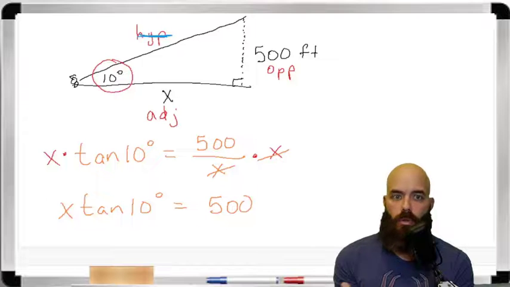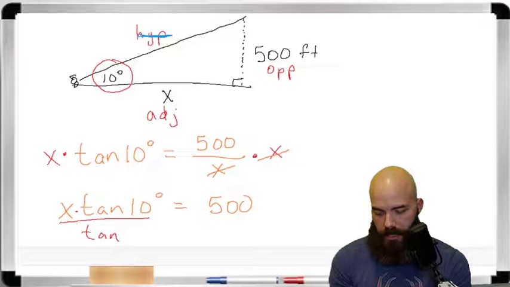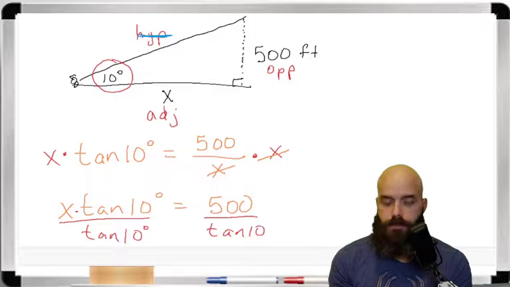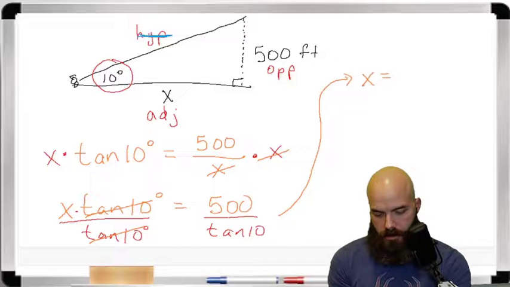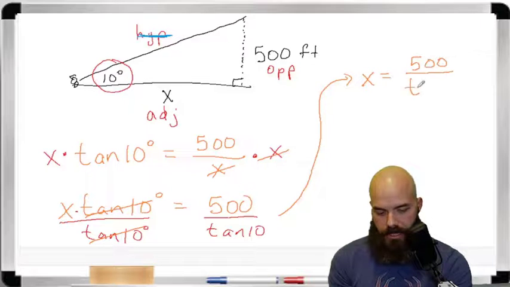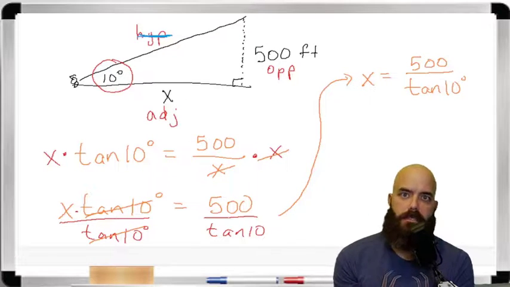And so now, in order to get x isolated, x is being multiplied by tangent 10 degrees. And so we would simply divide by tangent 10 degrees. Okay, and now we have x equals 500 divided by tangent 10 degrees. All right. Now, obviously, that would be representative of the exact horizontal distance after taking off.